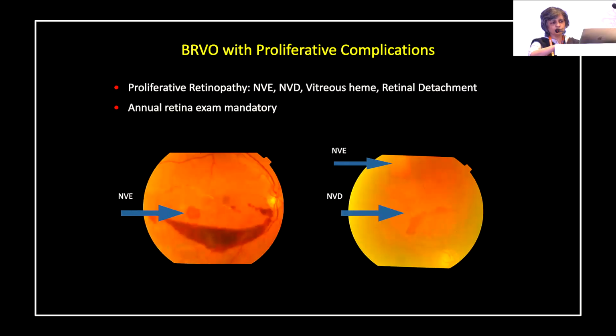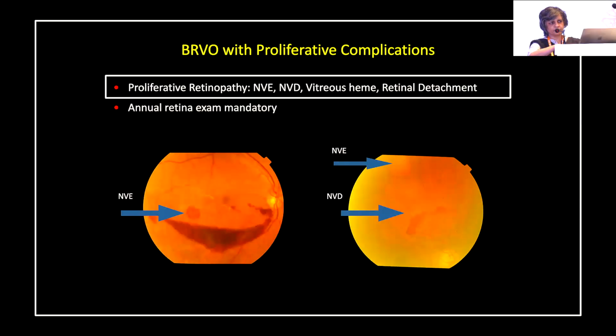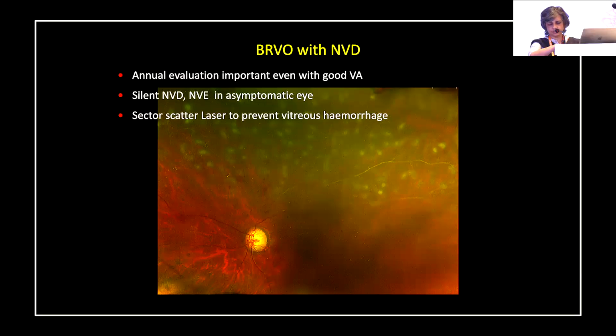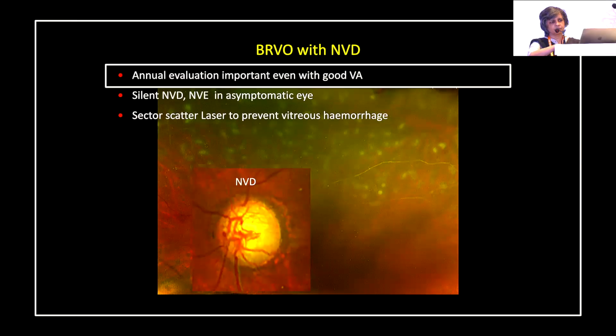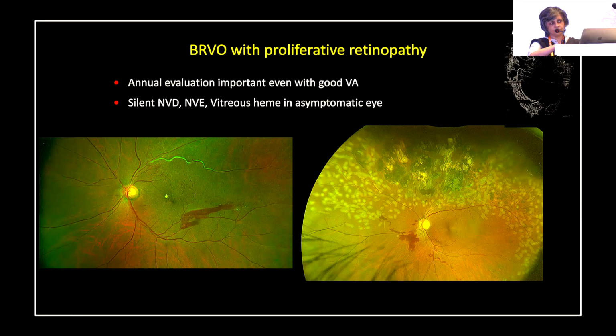BRVO can also present down the line after a few months with silent new vessels on the iris, the retina or the disc, and silent vitreous hemorrhages or massive vitreous hemorrhages. So every BRVO needs an annual checkup, even if vision is good. That has to be emphasized. And with timely treatment, for example NVD seen in this patient, we can do a scatter laser in time and prevent blindness. So annual evaluation has to be emphasized, lifetime annual evaluation.